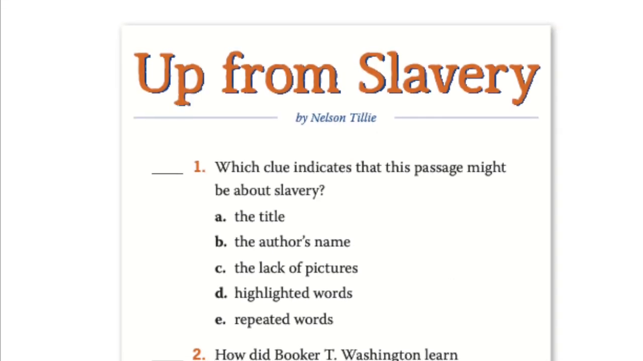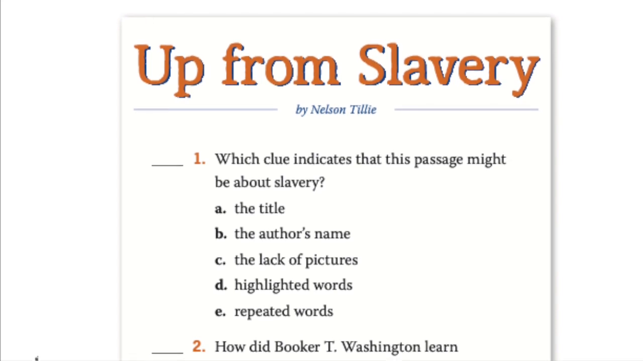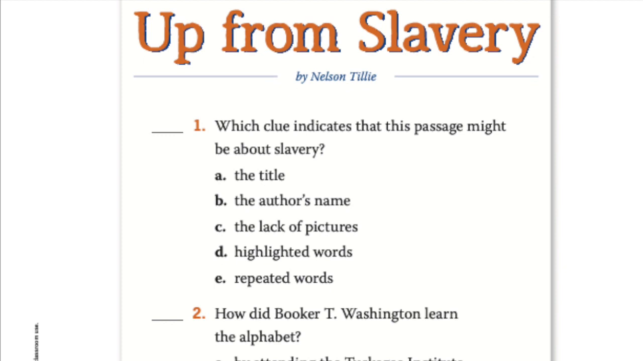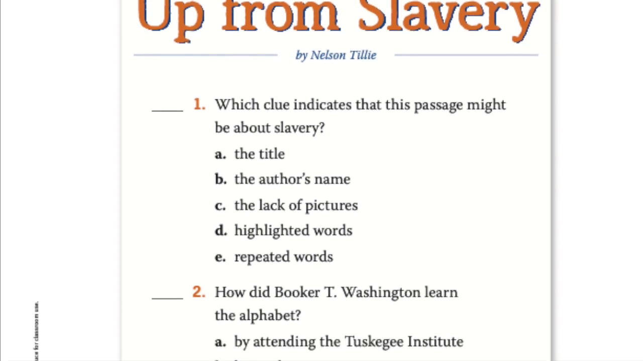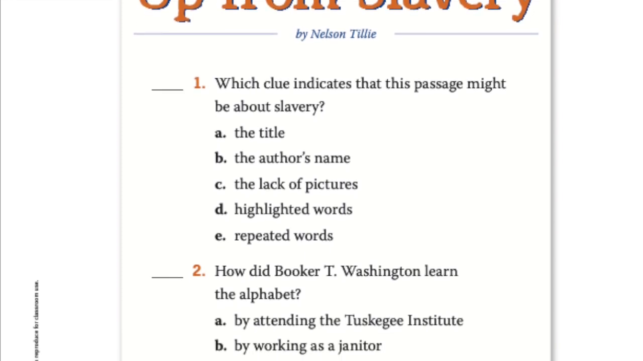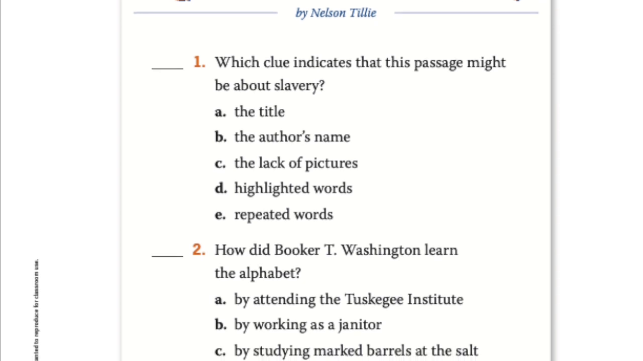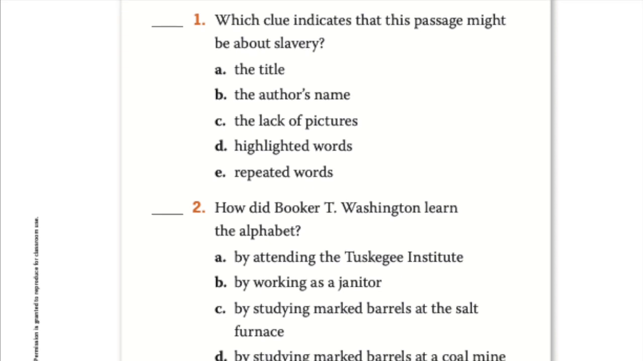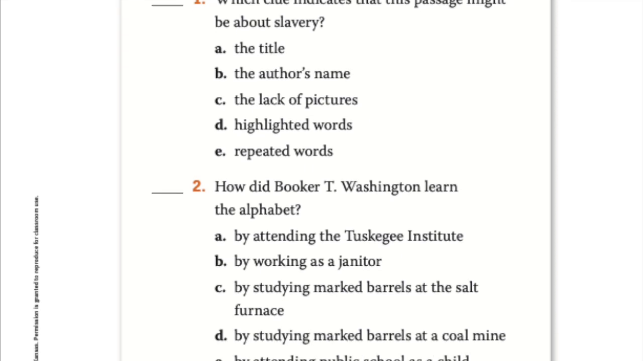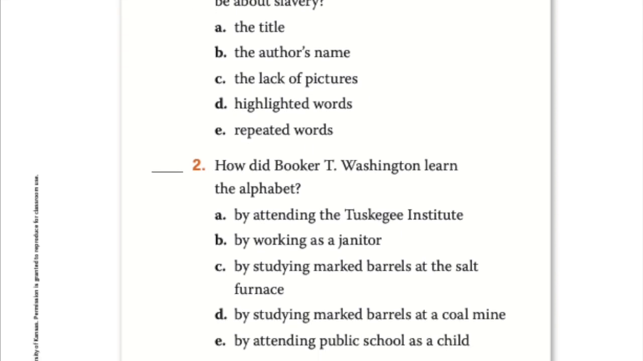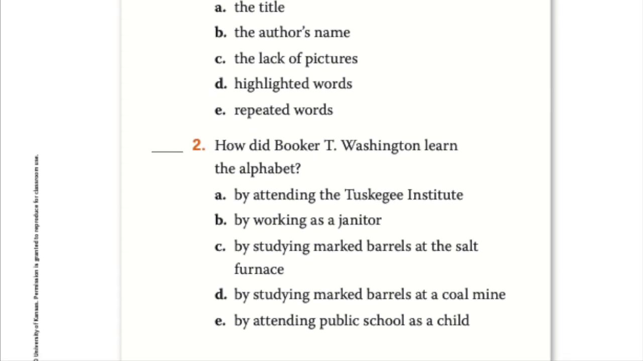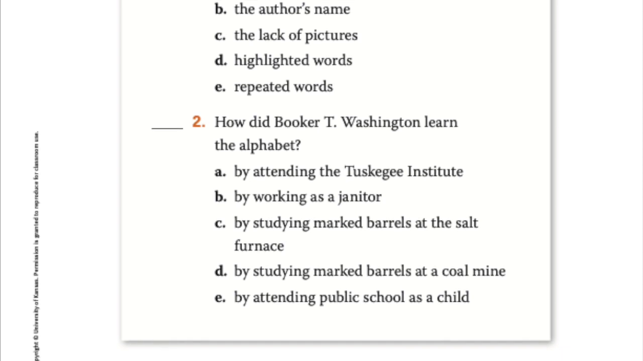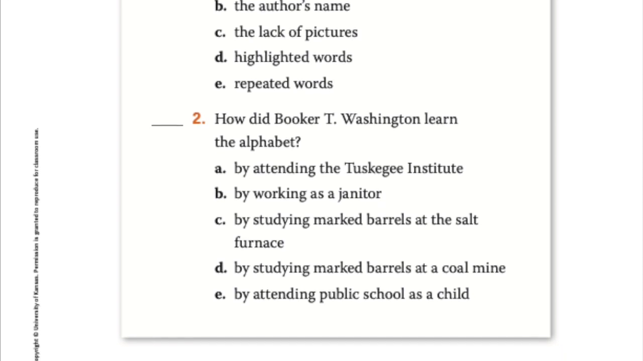Which clue indicates that this passage might be about slavery? A, the title, B, the author's name, C, the lack of pictures, D, highlighted words, or E, repeated words. How did Booker T. Washington learn the alphabet? A, by attending the Tuskegee Institute, B, by working as a janitor, C, by studying marked barrels at the salt furnace, D, by studying marked barrels at a coal mine, or E, by attending public school as a child.